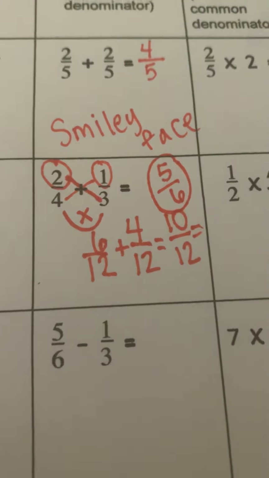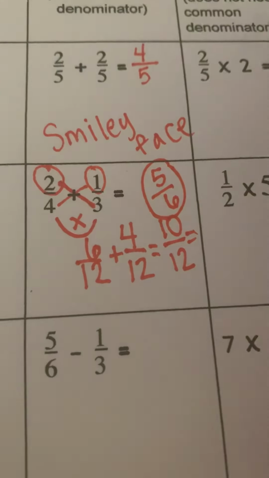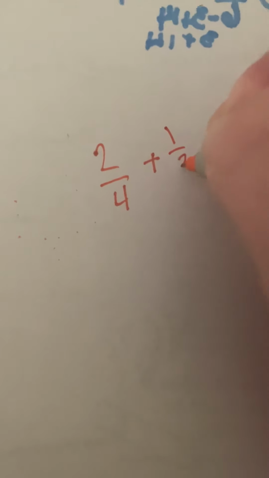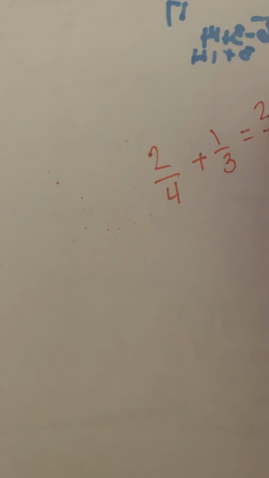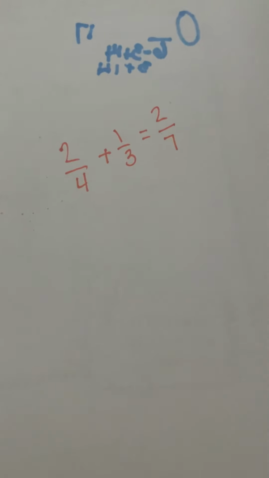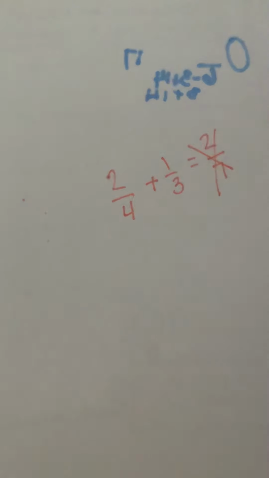Okay, so what I'm seeing some of is this. Let's use that same example. 2/4 plus 1/3. I'm seeing this a lot, and it's just not right. It's 2/7. And this is not true, okay?